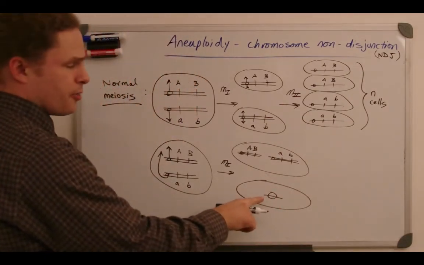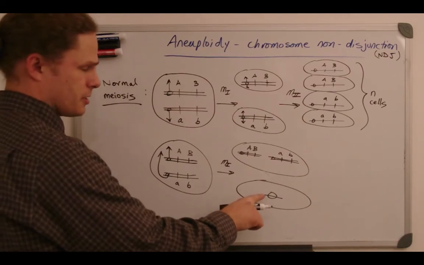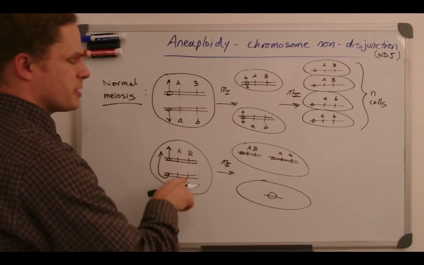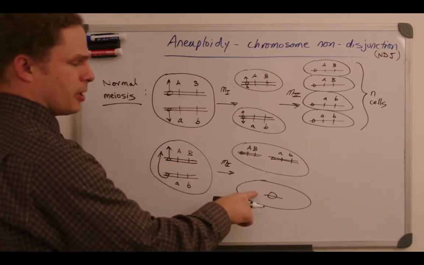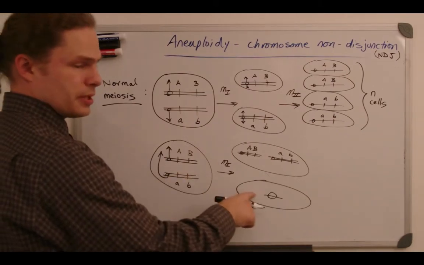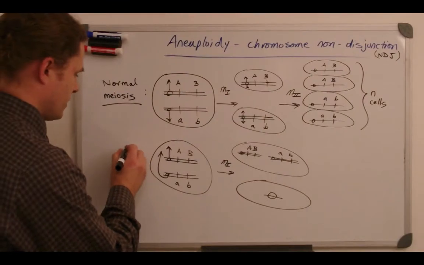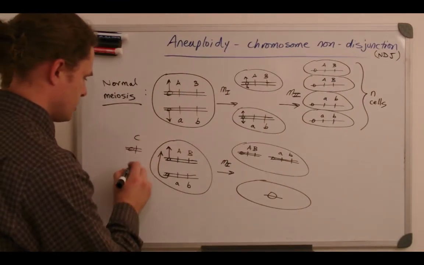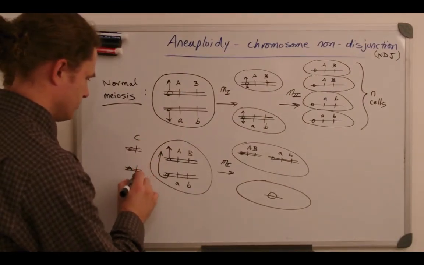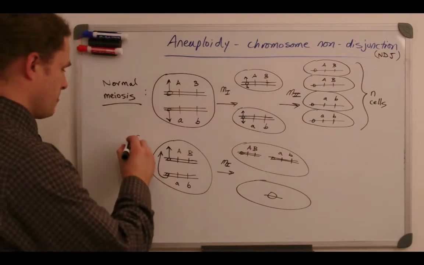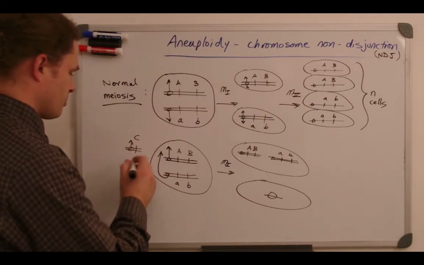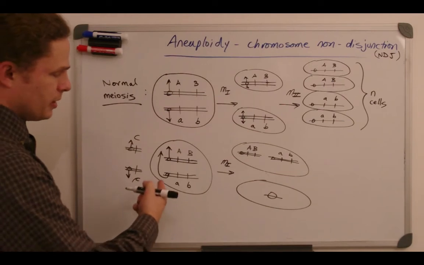Now, this does not mean that there are no chromosomes in this cell. It simply means that of this particular pair, there is not a homologous copy of this chromosome in this cell, because both of them ended up here. We could conceivably add another chromosome to illustrate this, say big C and little c, and this chromosome pair would just join normally.